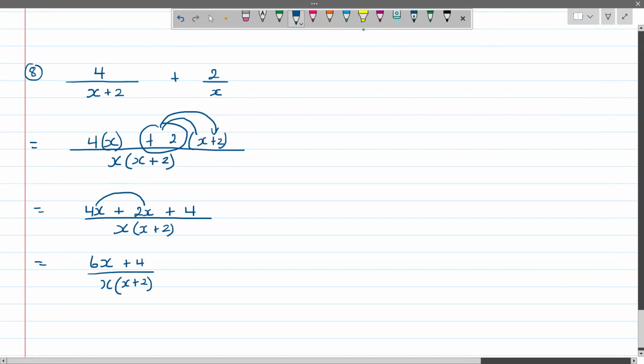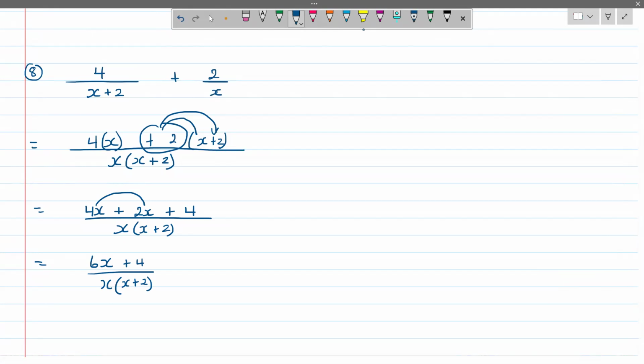Yeah? Now we can't cancel anything there, right? Because this is an expression and this is an expression. Unless we could factorize this in such a way that, let's just say, in our final part we get something like 4x plus 8 over x into x plus 2.